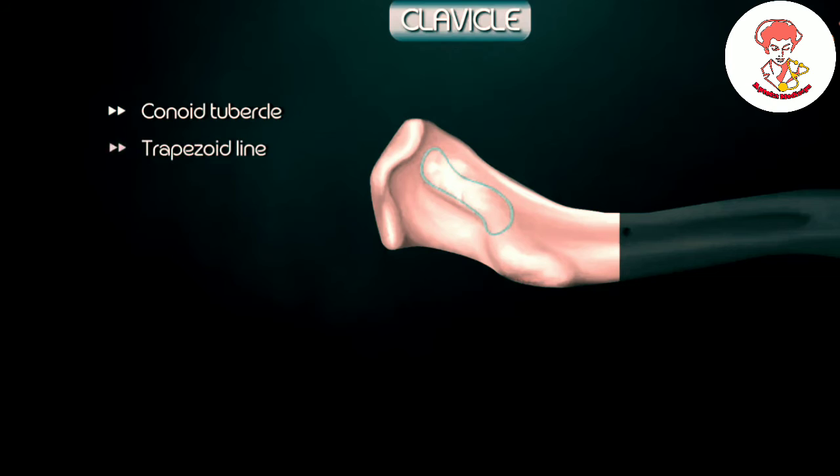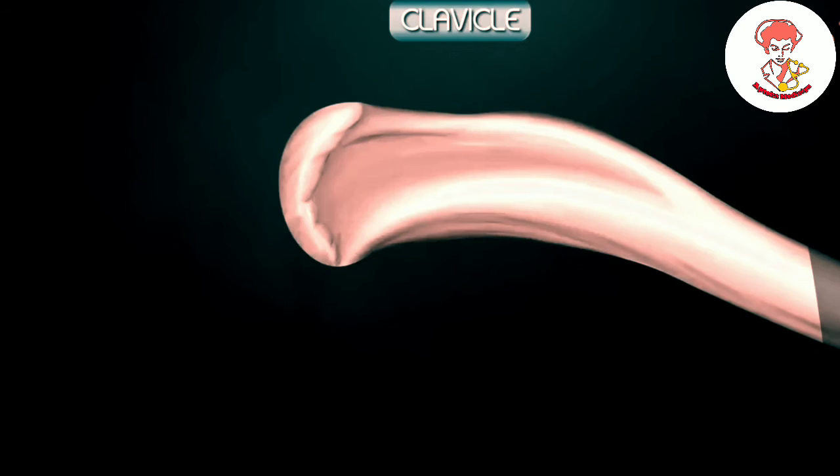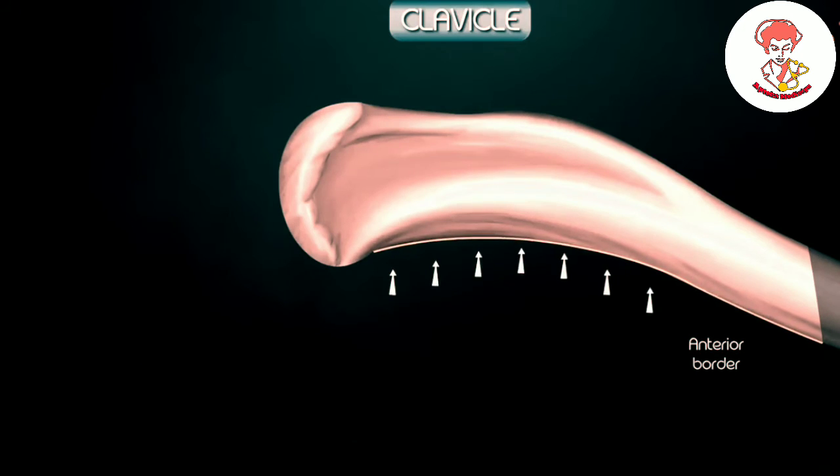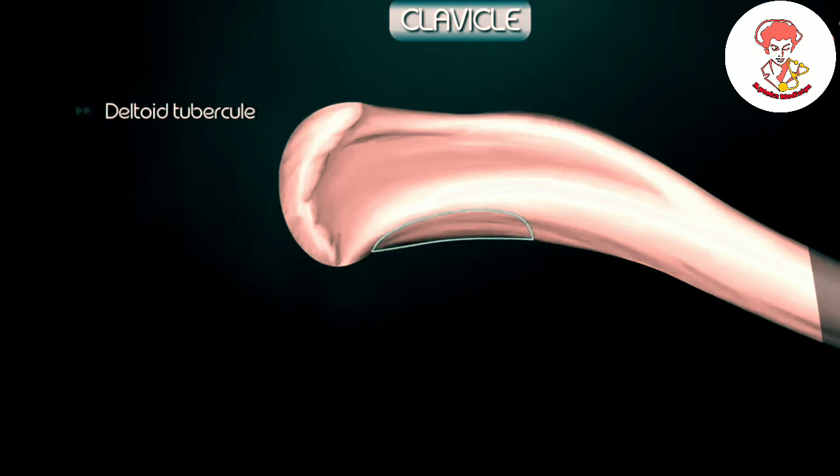The trapezoid line, which is an oblique ridge, runs forwards and laterally towards the acromial end and gives attachment to the trapezoid part of the coracoclavicular ligament. Now coming to the anterior border, it is concave and bears the deltoid tubercle. The posterior border is convex.